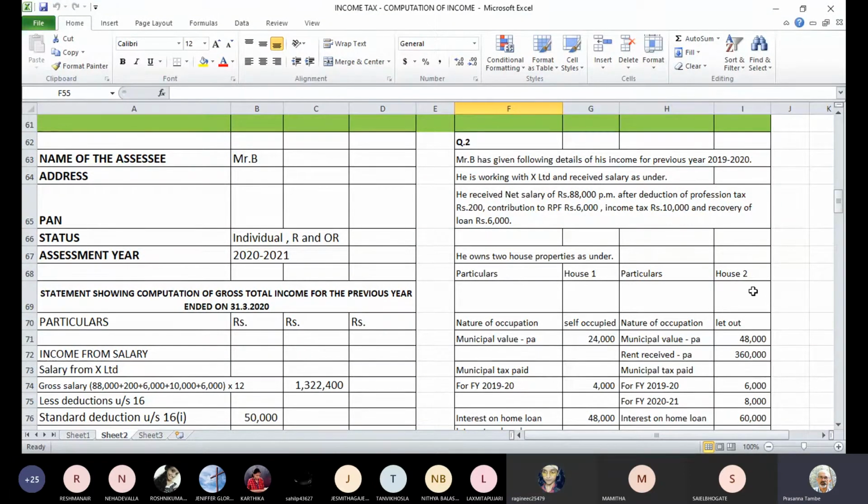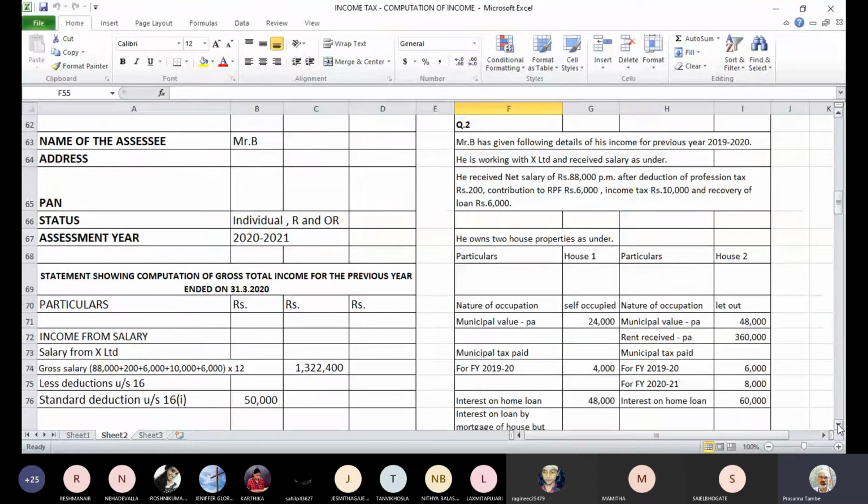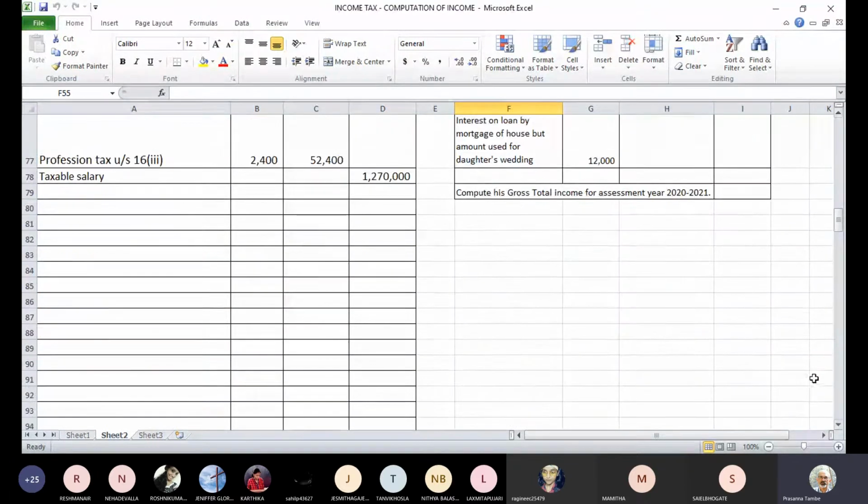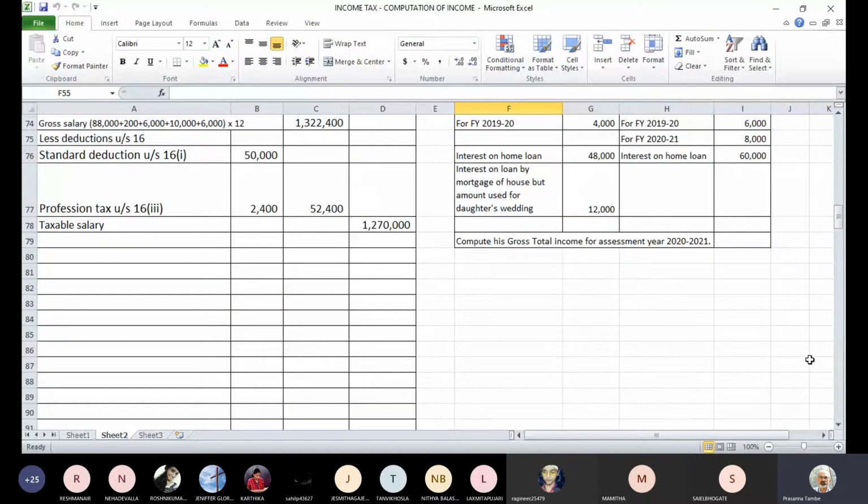So in income from salary, yesterday we had computed up to the taxable salary, and in this case you were given the net salary after certain deductions. So we added back all those deductions, we computed the gross salary, and from that gross salary we claimed two deductions. One was profession tax and the other one was standard deduction under section 16(1). And then the final taxable salary came to 12,70,000 rupees in this case.